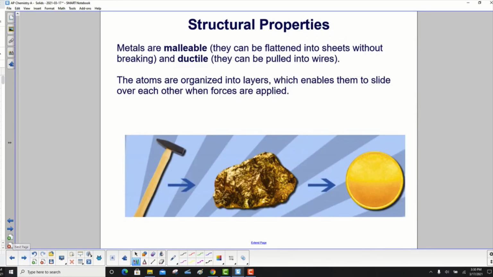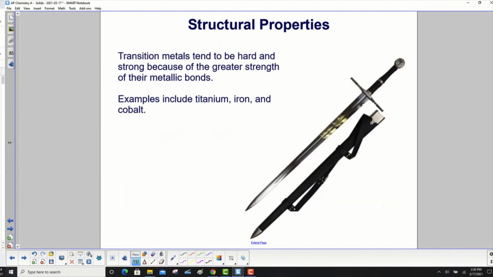Metals are malleable, and what does that mean? They can be flattened into sheets without breaking, and here's an example of some malleability here, and also ductile. They can be pulled into wires, which is very handy for copper wires that are used in electric systems. The atoms are organized into layers, which enables them to slide over each other when forces are applied.